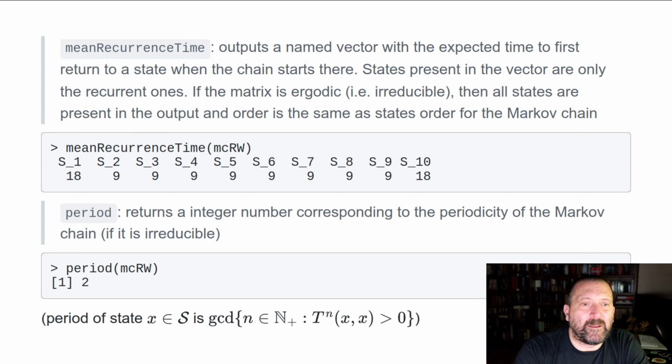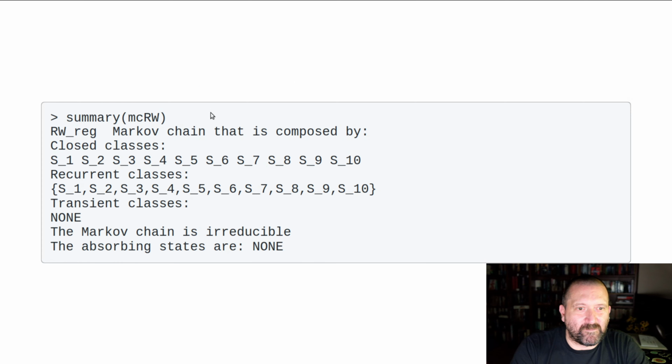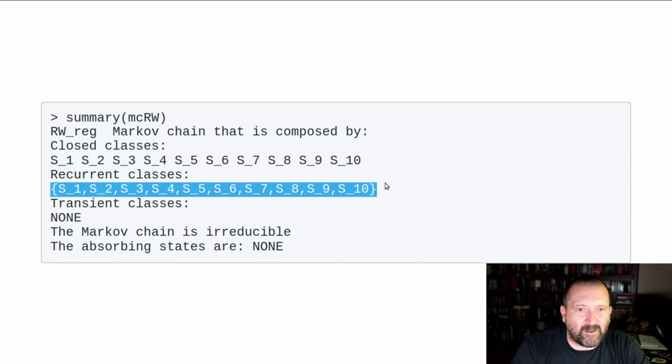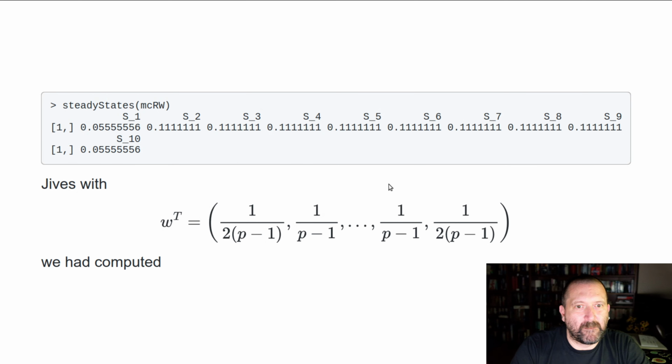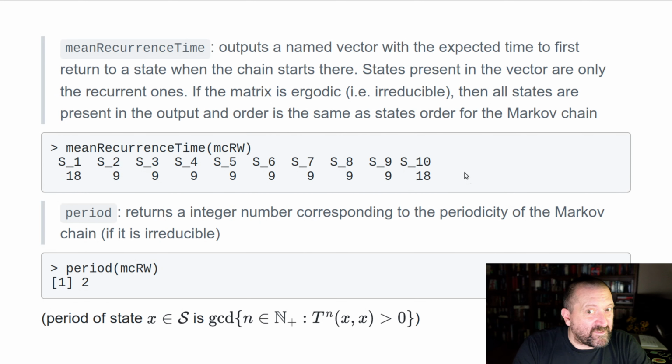Other properties that I can get, I can compute the mean recurrence time. If you look at the definition of the function, it outputs a vector with the expected time to first return to a state when the chain starts there. Okay, and the states are present in the vector only if they're recurrent. And if you remember the summary we had, the recurrent states were those here. So that's why we have all states here.